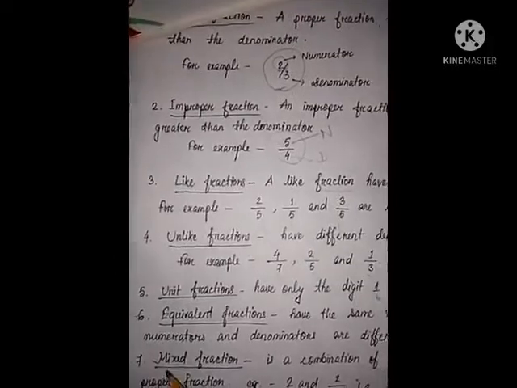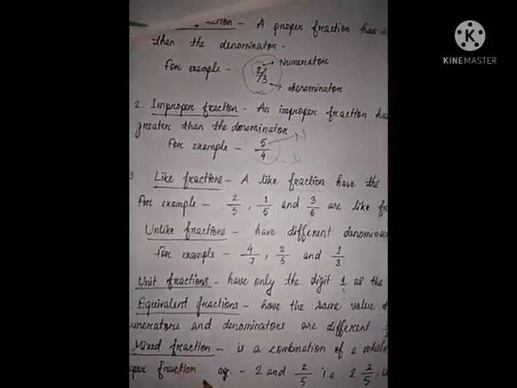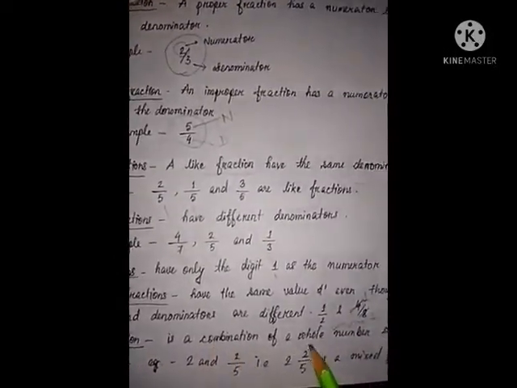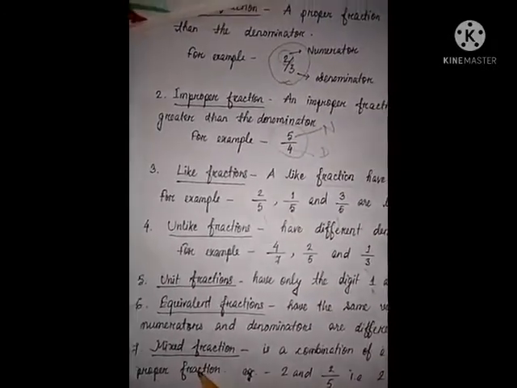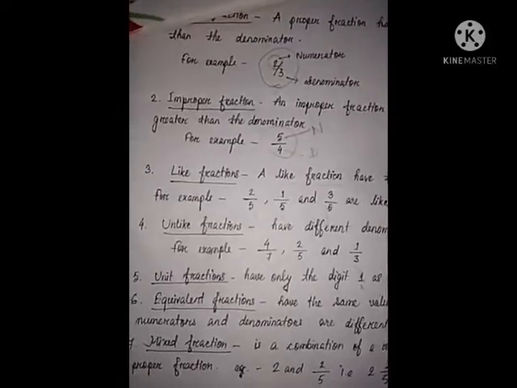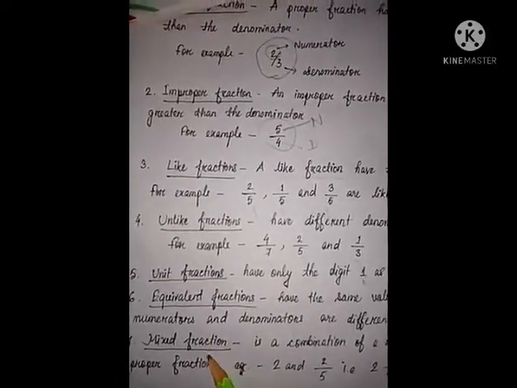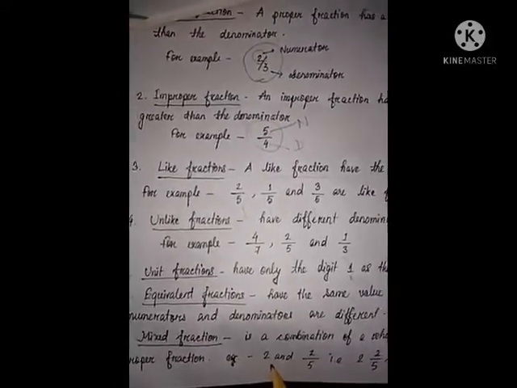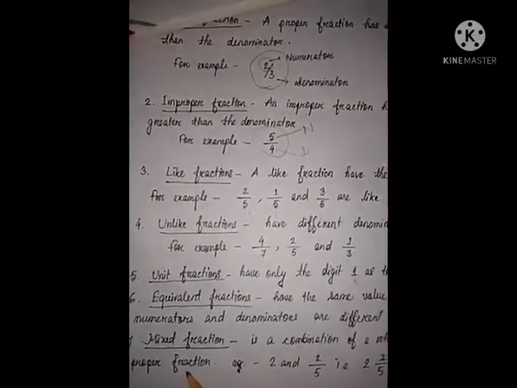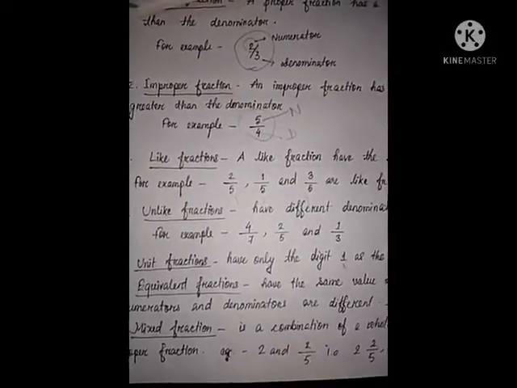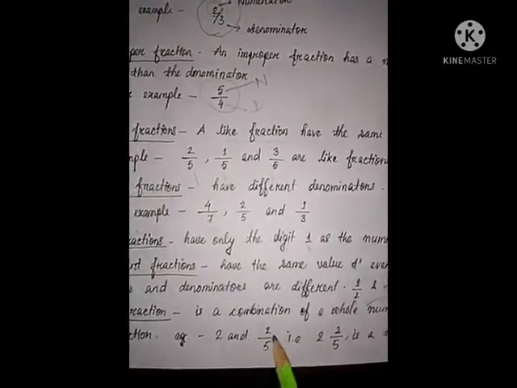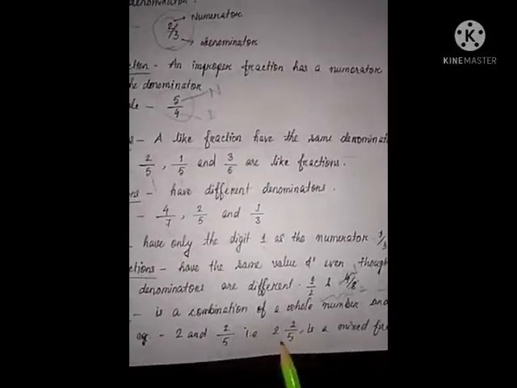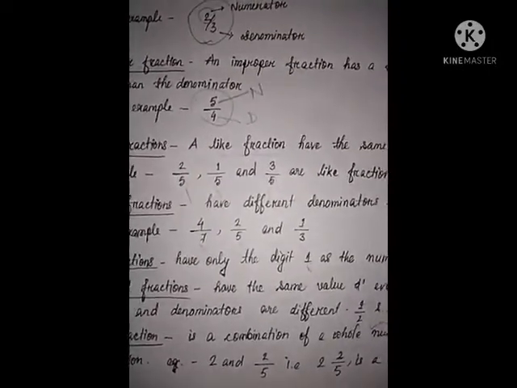Okay, now see mixed fractions. A mixed fraction is a combination of a whole number and a proper fraction. Proper fraction means the numerator is smaller than the denominator. Okay. See, 2 and 2 by 5. This is a mixed fraction. Okay, understand?